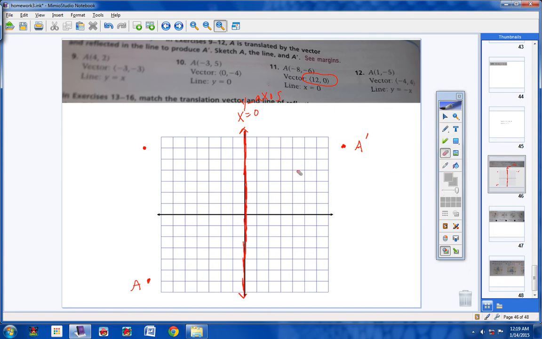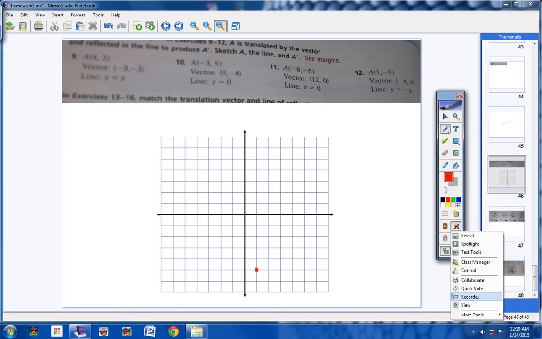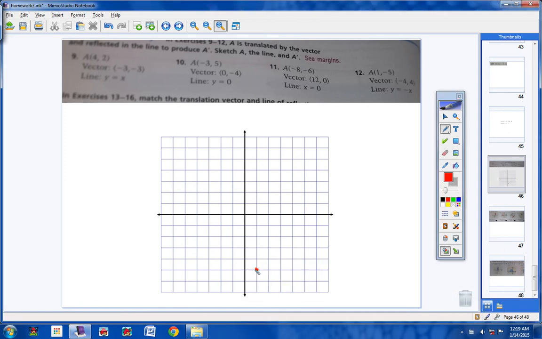Okay, and then lastly, number 12. Let's see, the point they give us is 1, negative 5. So there's my initial point, 1, negative 5, okay? Now I'm going to move it negative 4, 4, so negative 4, 1, 2, 3, 4, up 4, 1, 2, 3, 4. So there I've moved it to here.